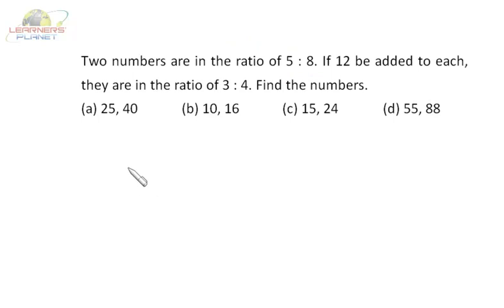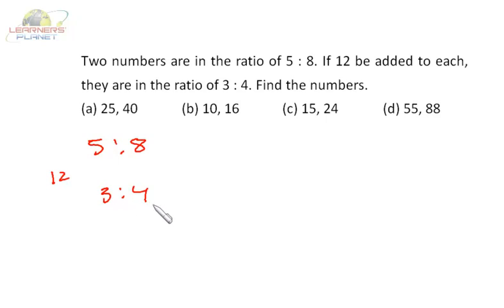Now let's see this question. Two numbers are in the ratio 5 is to 8. If 12 is added to each, they are in the ratio of 3 is to 4. Find the numbers. Friends, let's do this problem by calculation of parts. Here the numbers are in the ratio 5 is to 8, and if we add 12, they are getting converted to 3 is to 4 ratio. Now here 3 is to 4, the difference is 1. Here the difference between 5 and 8 is 3.